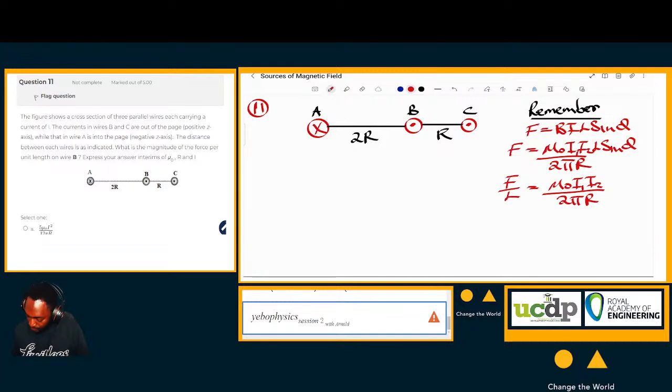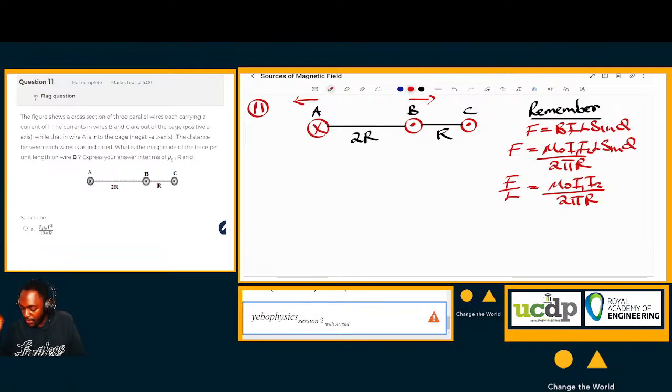Now, let's see the direction of forces which are going to act on B as a result of A and C. All right. So between A and B, these are two conductors carrying current in opposite directions. So we expect a repulsion. Okay. So we expect A to move this way and we expect B to move that way. For A and B, it's a repulsion. Two conductors carrying current in the opposite direction should repel.